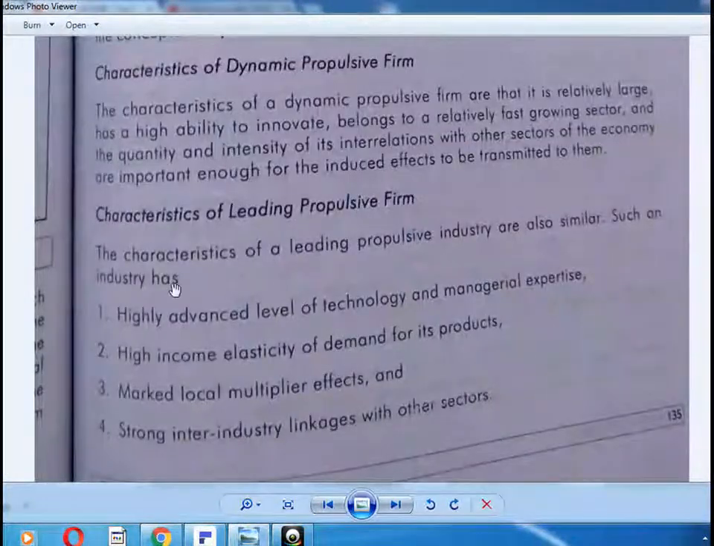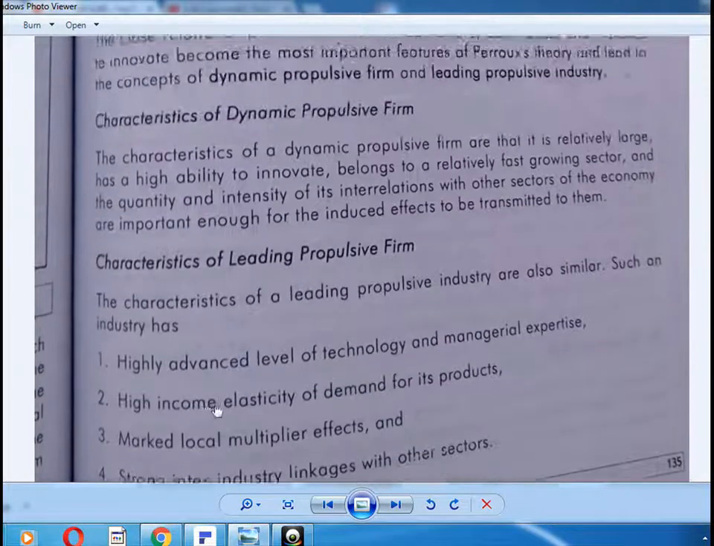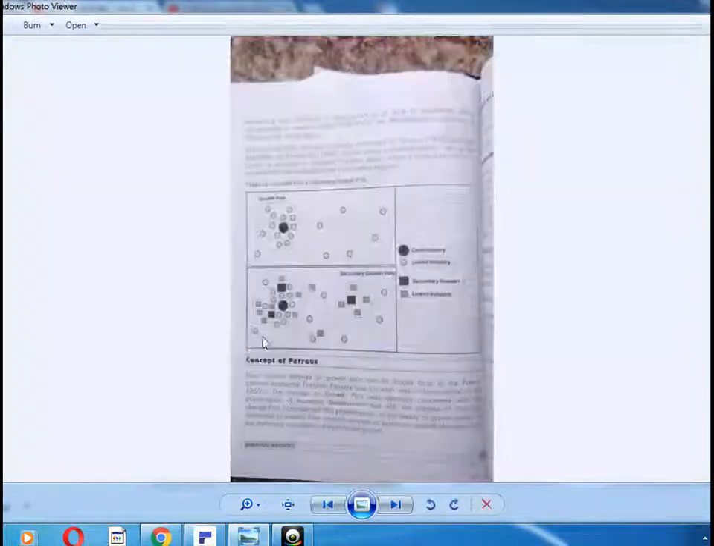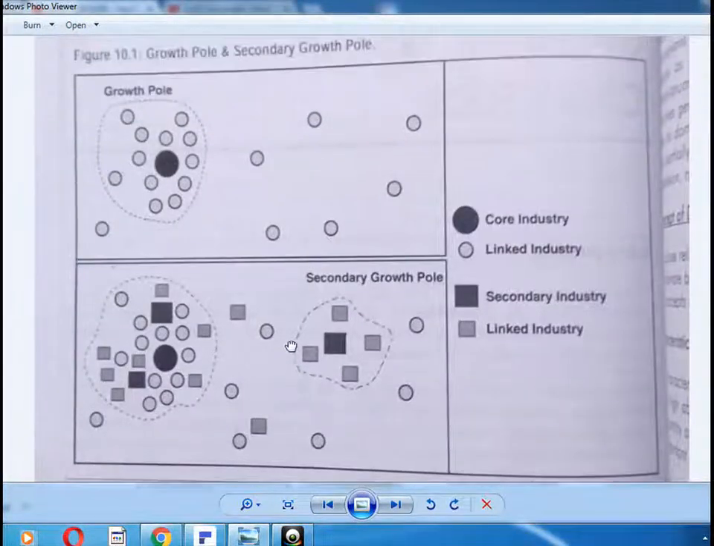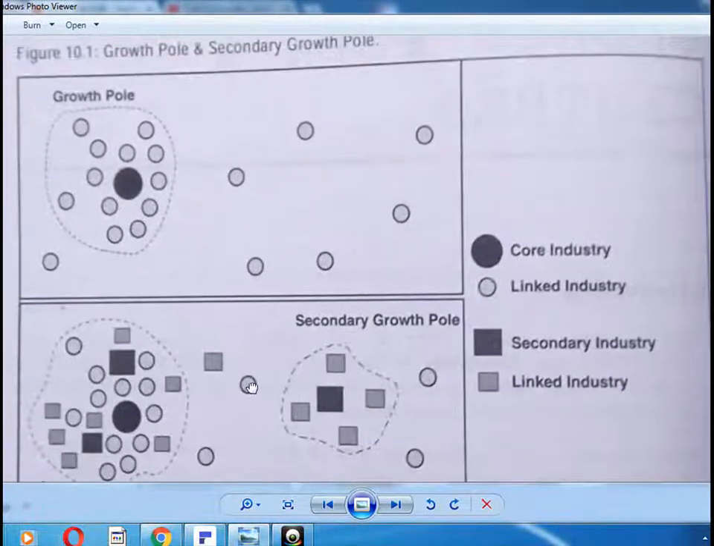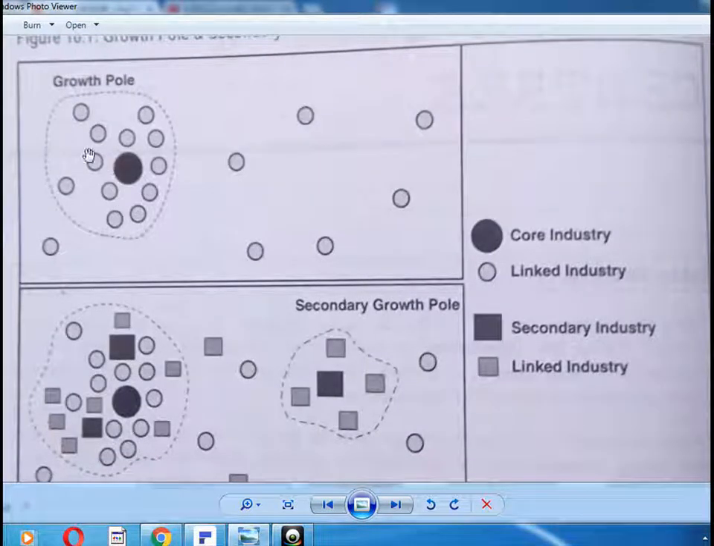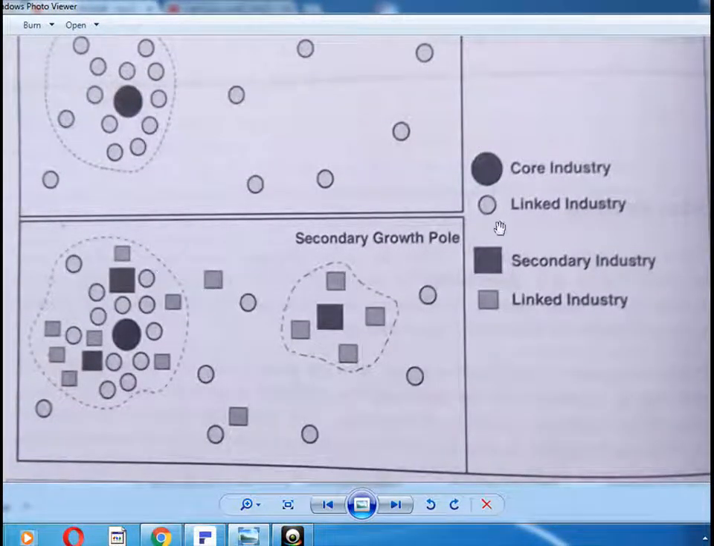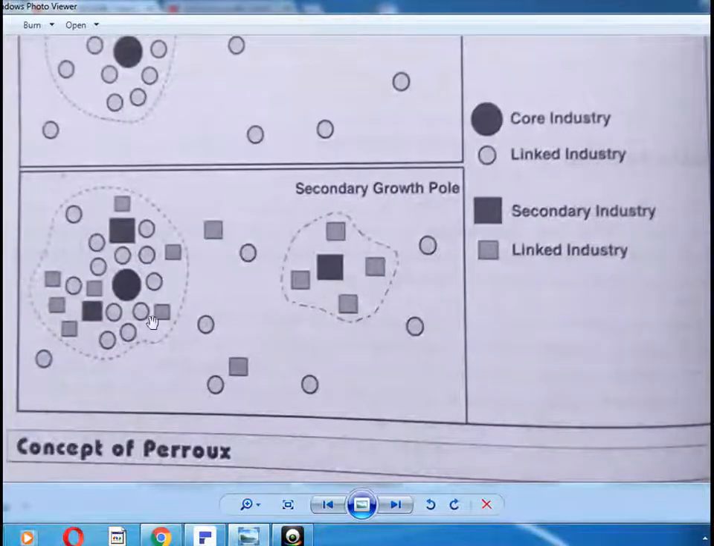So now we come to this diagram. Here we discuss the leading propulsive firm we discussed before. This diagram is important. Here the growth pole is in bold. We discuss the growth pole industry and its linked industry. It spreads to the peripheral region, which is mainly the secondary growth pole, mainly secondary industry, and the linked industry. It is mainly the core region, the core area, and it is the growth area.